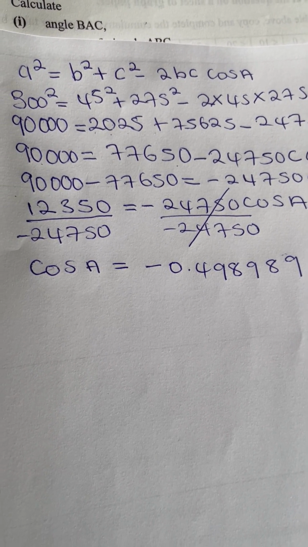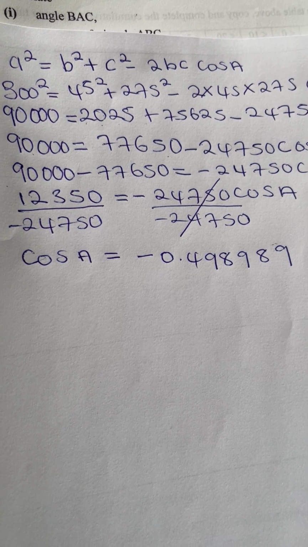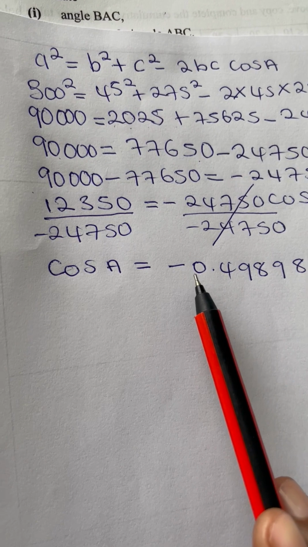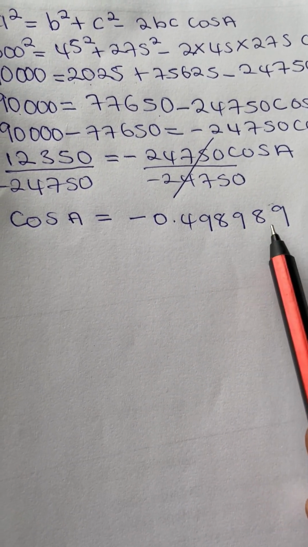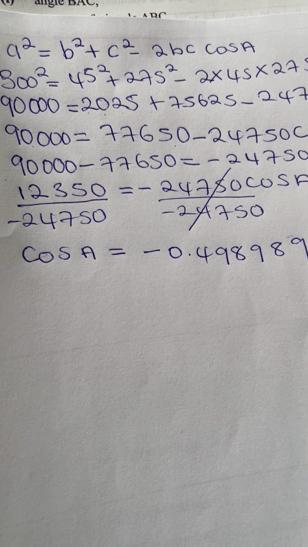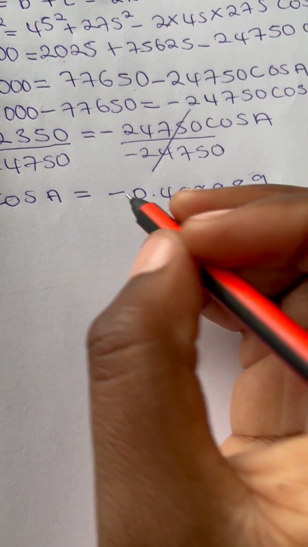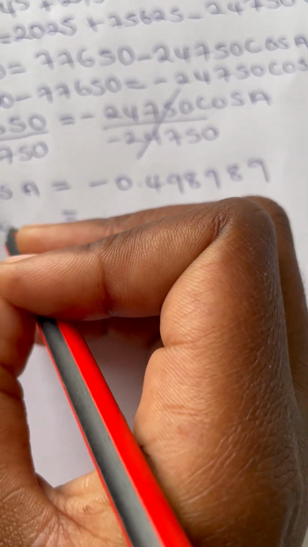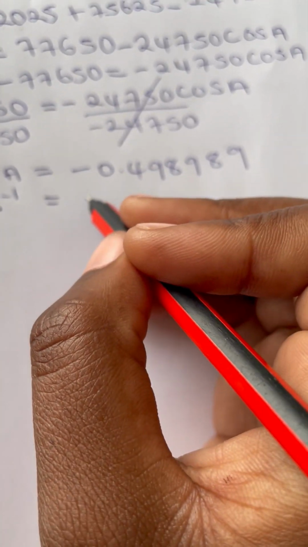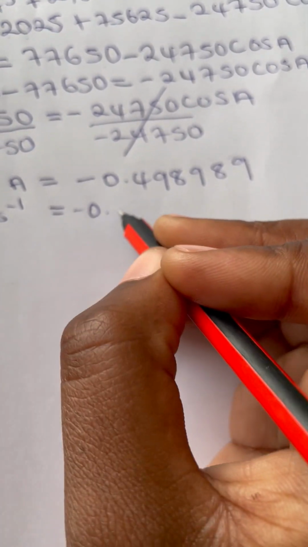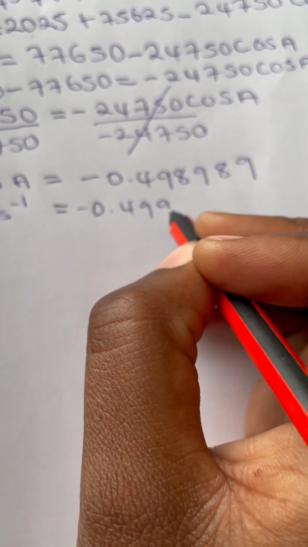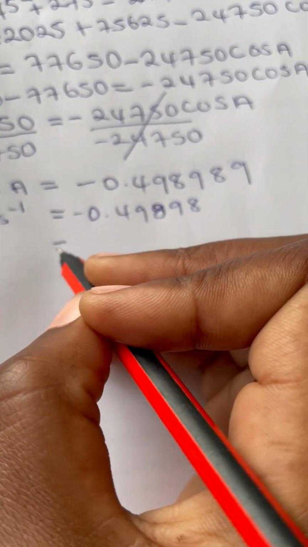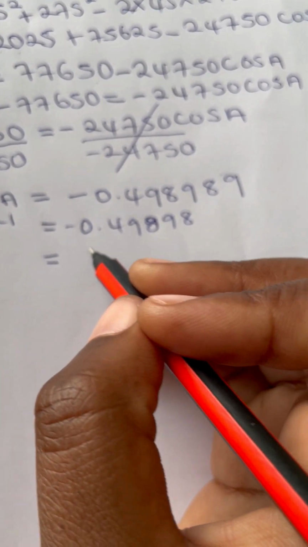So when you punch shift, it means you are now looking for the inverse. So you find cos inverse there. Punch what you have here, negative 0.499898, on your calculator. You find the inverse cos of this, which is negative 0.499898.